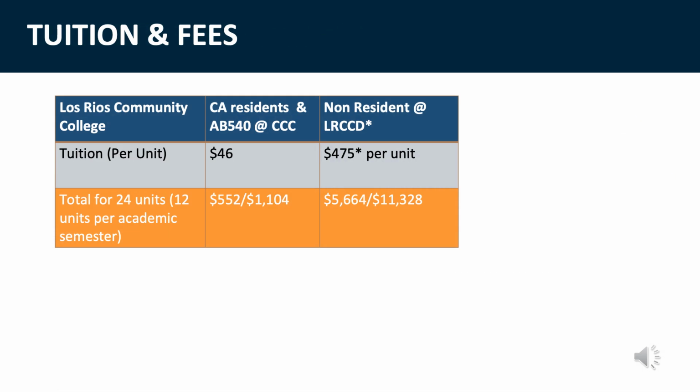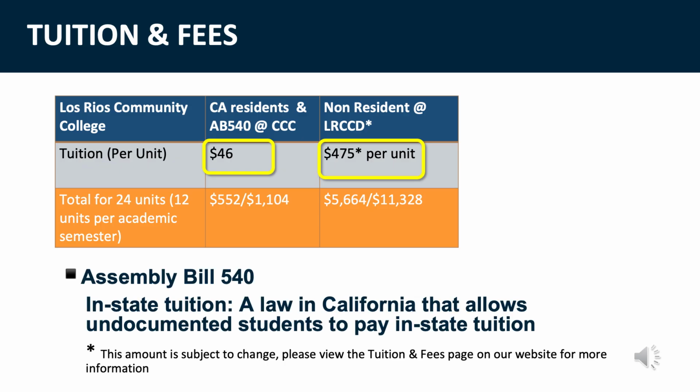On the screen, you'll see the total cost of tuition at CRC before the Promise Grant or Los Rios Promise waives tuition. For California residents, tuition is $46 per unit. In order to be considered a full-time student, you must be enrolled in at least 12 units. For non-California residents and international students, the cost of attendance is $475 per unit. These fees are set by the state of California and are subject to change at any time.